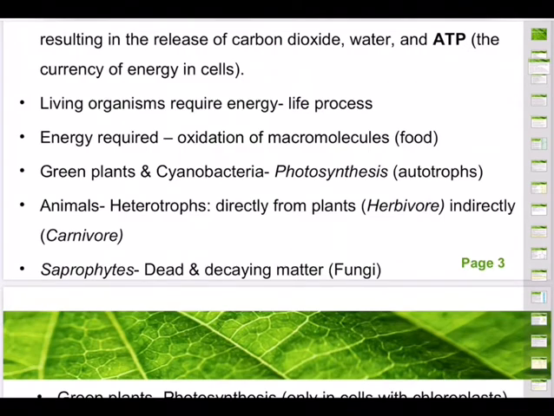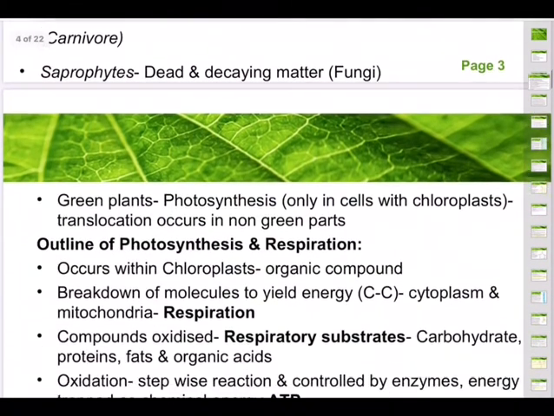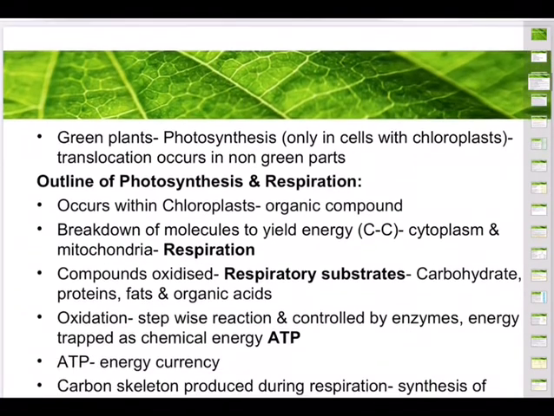Green plants and cyanobacteria are all autotrophs. They obtain food from photosynthesis, but that food also has to be broken so that energy is obtained. Animals are heterotrophs and they directly obtain food from plants, then we say herbivores. Indirectly, through carnivores, they obtain food. And of course saprophytes, like fungi, obtain it through dead and decaying matter. But all these have to be converted into glucose, and the glucose is to be broken.